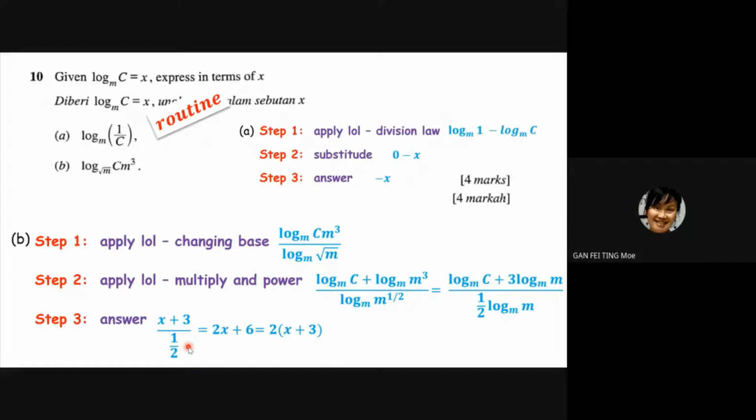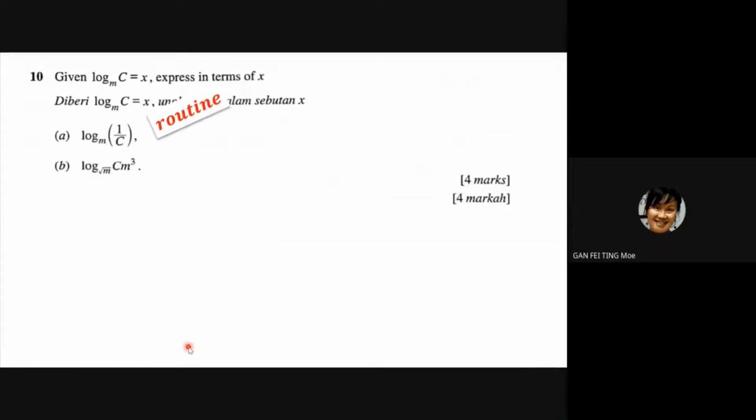So if you were to perform your working in written form, how? This is a routine question. You're about to answer the question in written form on your own. So part A, first of all, the division law of logarithm. Then get into mind that log base M of 1 is 0. Then log base M of C is given to you as X. Copy down. Okay? Substitute and write it out. Then final answer, the expression that is given to you is equal to negative X.